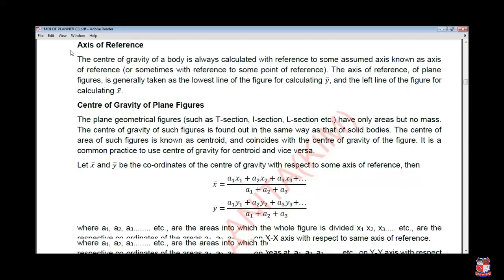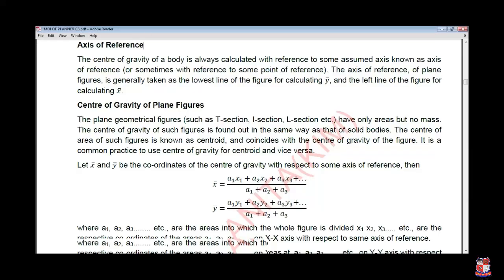An important term is the axis of reference. Whenever you are calculating the moment or centroid, you require some reference axis. The center of gravity of a body is always calculated with reference to some assumed axis known as the reference axis. The axis of reference of a plane figure is generally taken as the lower line of the figure for calculating y bar and the left line of the figure for calculating x bar.